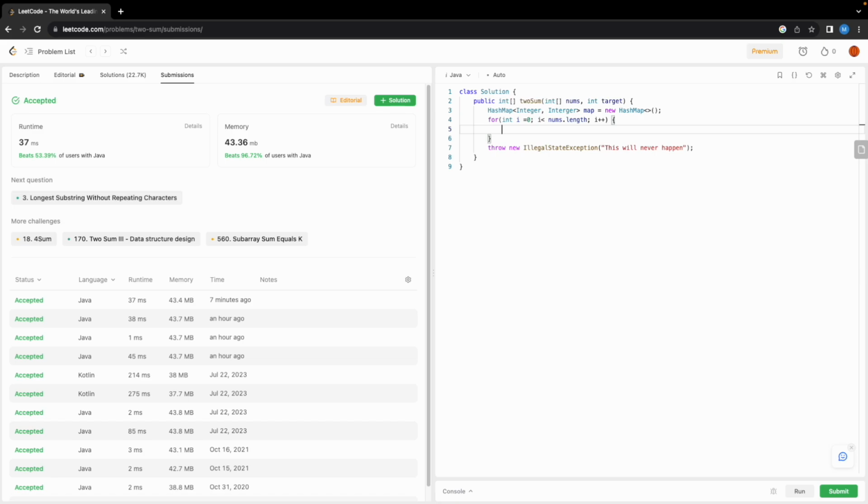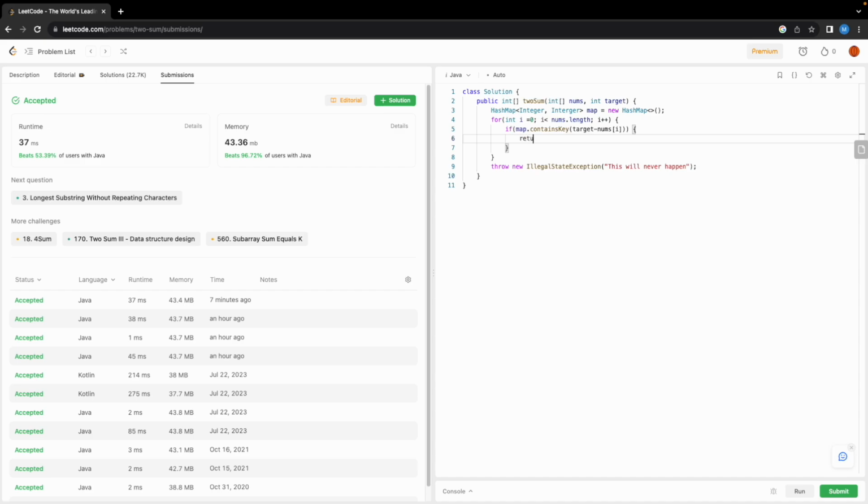Okay, so when we are at i, what we look for, we check if map dot containsKey of target minus nums of i. If such a target exists, then we have a solution. We have to return it. Return new int array of i and map dot get of target minus nums of i.